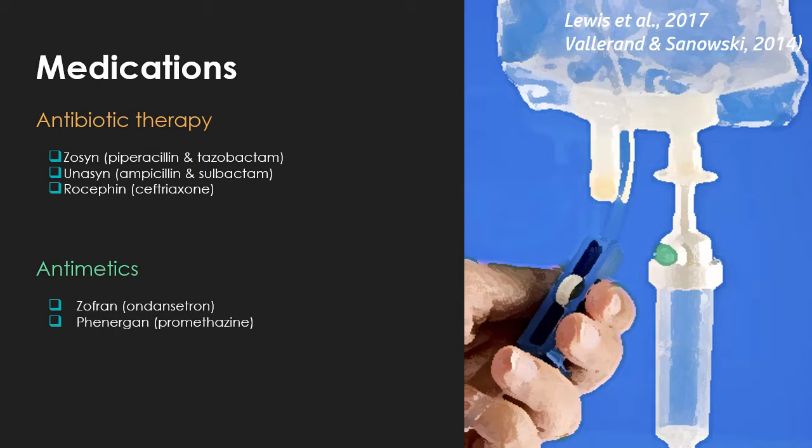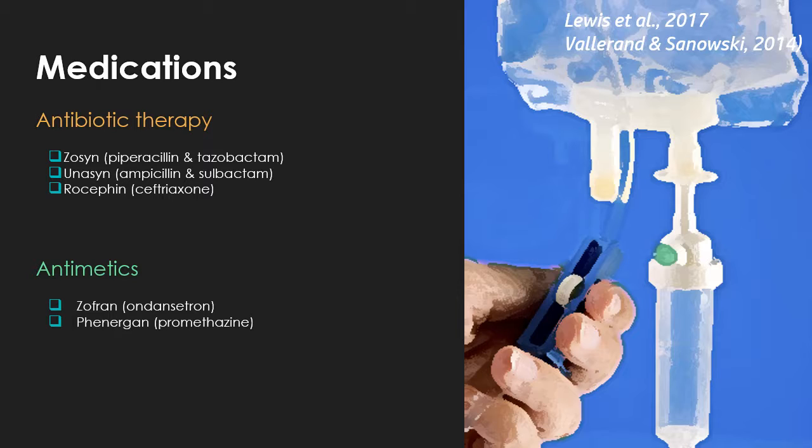Zosyn, piperacillin and tazobactam, is an IV antibiotic from the extended spectrum penicillin class. Unasyn, ampicillin and sulbactam, is another IV antibiotic used in the treatment of appendicitis. This medication is from the aminopenicillins beta-lactamase inhibitor class. Rocephin, ceftriaxone, is an IV antibiotic from the third generation cephalosporin drug class.